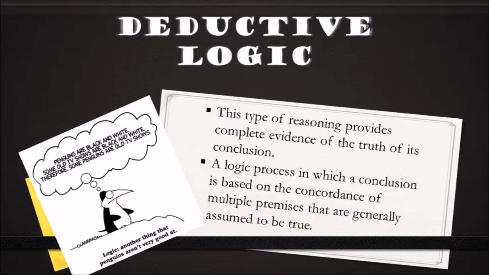Deductive logic reasoning. This type of reasoning provides complete evidence of the truth of its conclusion. It is also a process in which a conclusion is based on the coordinates of multiple premises that are generally assumed to be true.